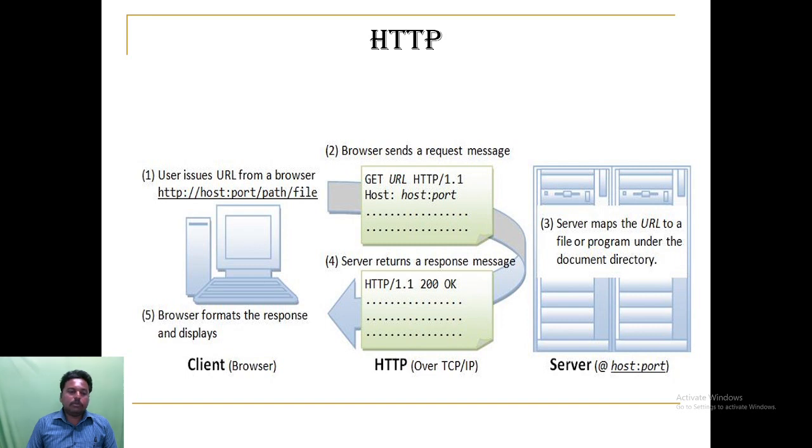One: the user issues a URL from a browser. Two: the request is sent from the browser. Three: the server maps the URL to a file or program under the document directory. Four: the server returns a response message to the client. The browser formats the response and displays what it gets from the server.